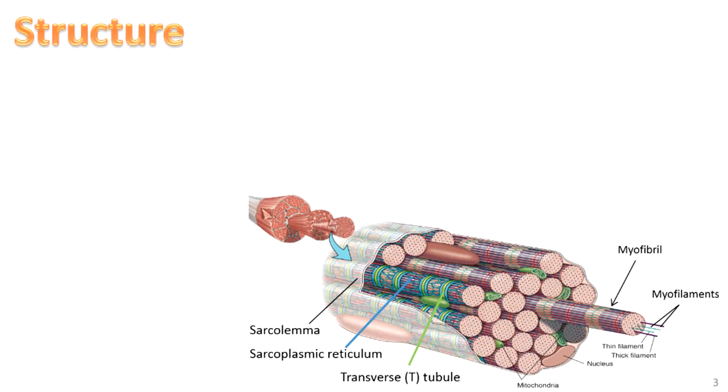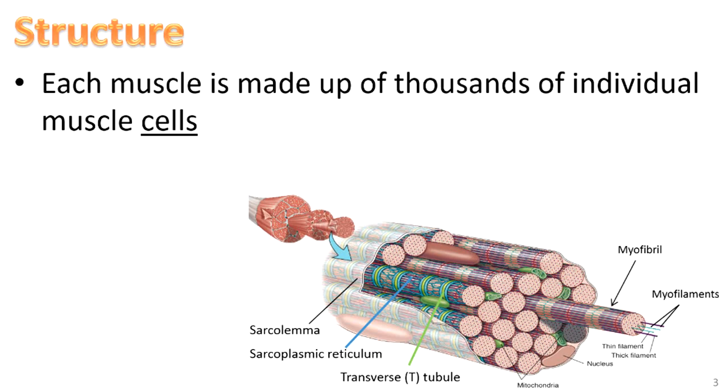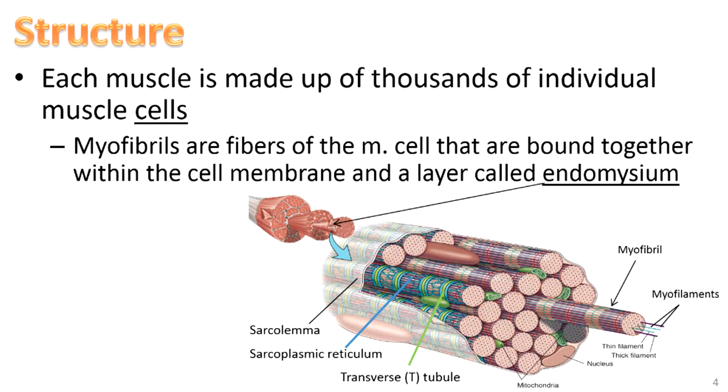So we've got to discuss the structure of the actual muscle tissue. Every single muscle is made up of thousands of individual muscle cells that are also called fibers. These fibers are made up of myofibrils that are bound together with a layer called the endomysium. You can see the sarcolemma here, and we'll get to what that is a little bit later, but the endomysium essentially surrounds that sarcolemma.